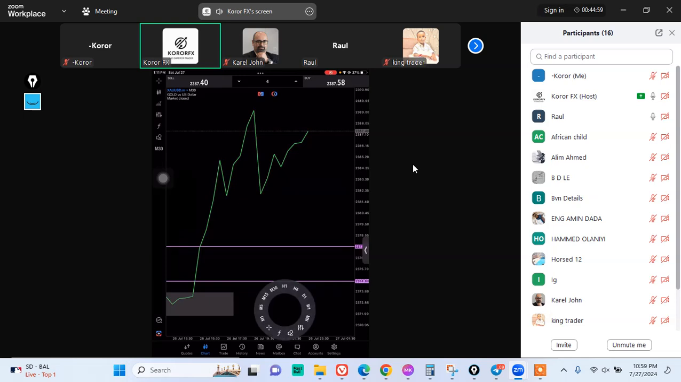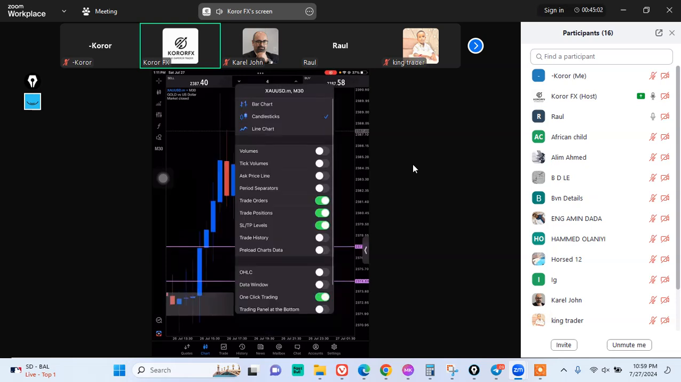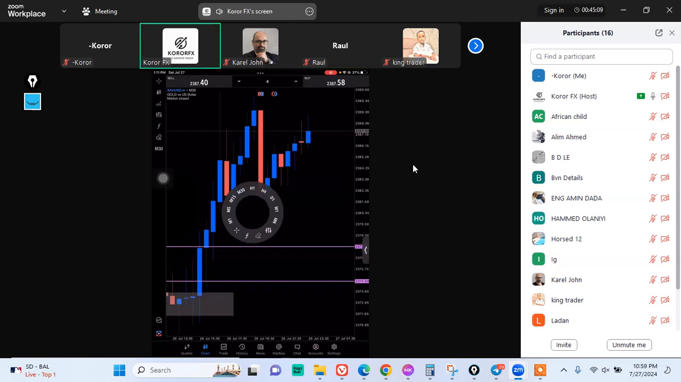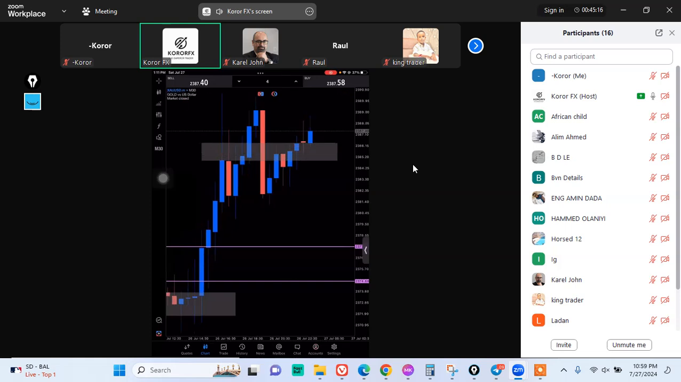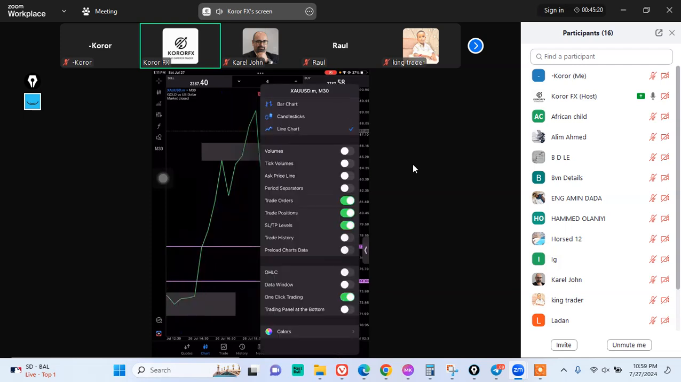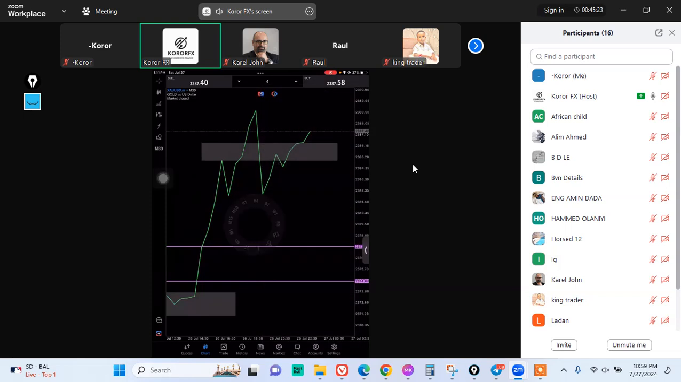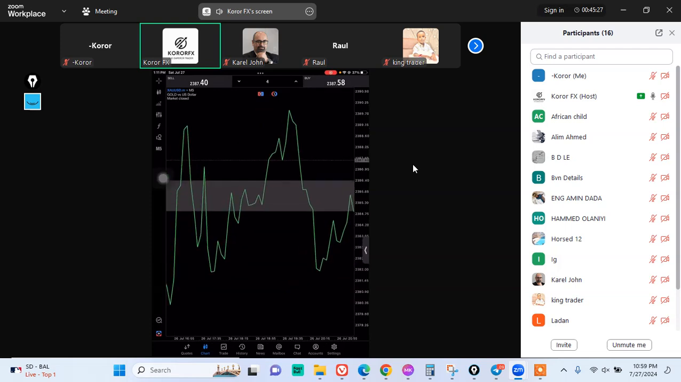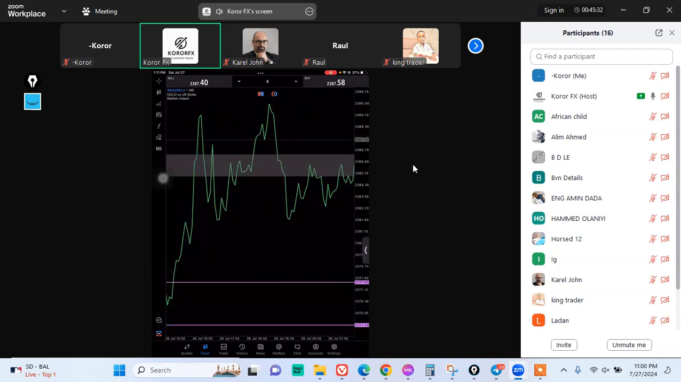Okay. So I will change it into candlesticks. So I want to make the zone. Come on. That is our zone. And then what I will do is I will change into lines and then switch to 5 minutes. So where was the breakout, please? The breakout was here.